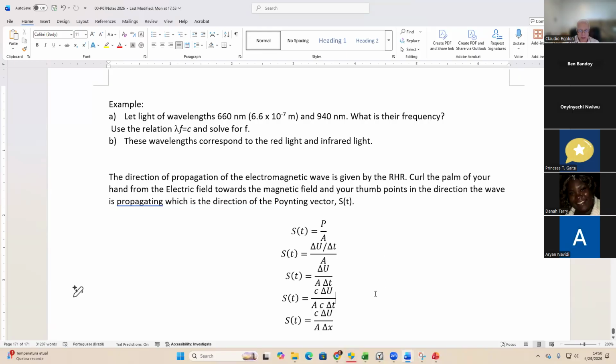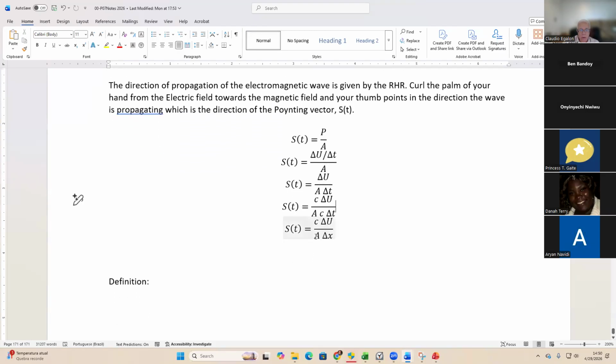Okay, so here you go. There's one more thing. Notice that this area that the electromagnetic wave is incident on, times this delta X, is going to be the volume, delta V, that the wave fills. Delta V here in this case stands for volume.